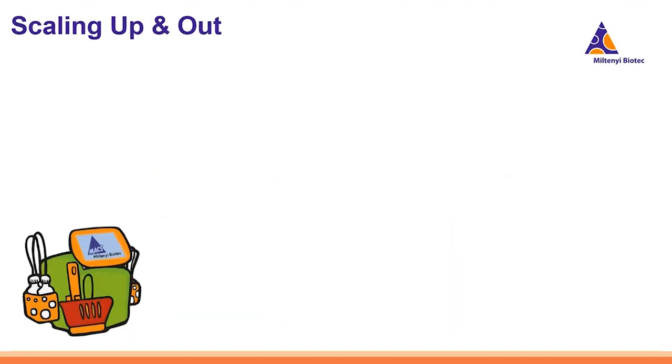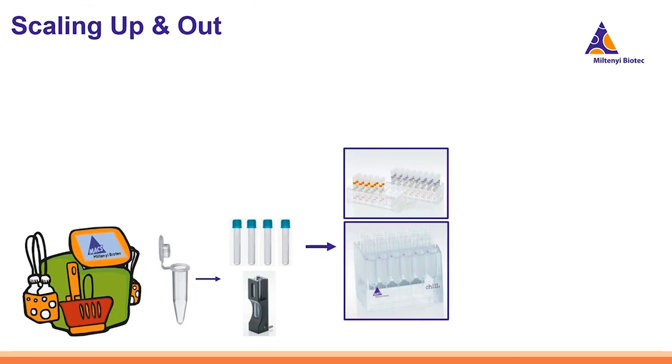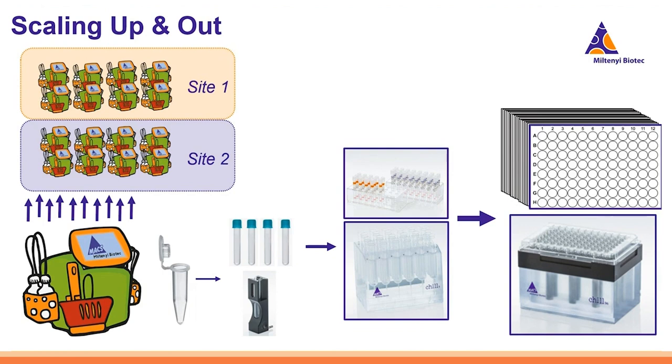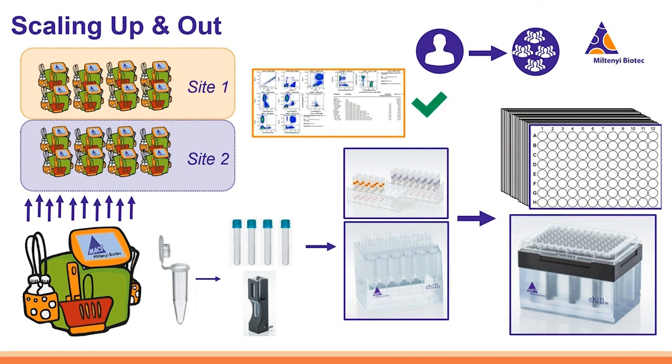When we think further about scaling up and out, I like to think about scaling up as going from maybe single tubes, or an entire rack of tubes, to 96 well plates or 384 well plates. Basically, higher throughput within a single flow cytometer. Then also we can scale out, meaning we can scale out to different cytometers at different sites across the US or across the world. And the goal is to have the same reproducible results among different operators, among different sites, whether or not we're acquiring from a plate or a tube, and just have the same exact standardized reproducible results.